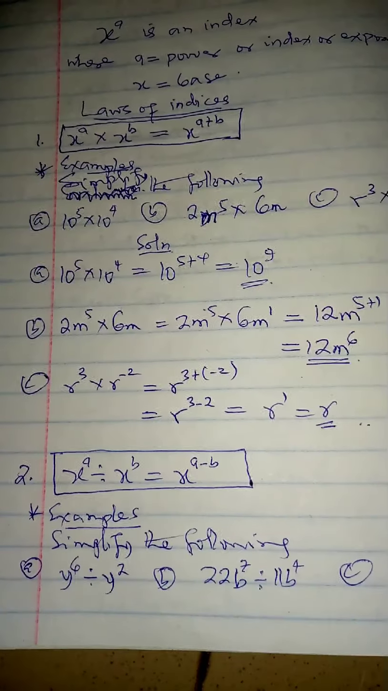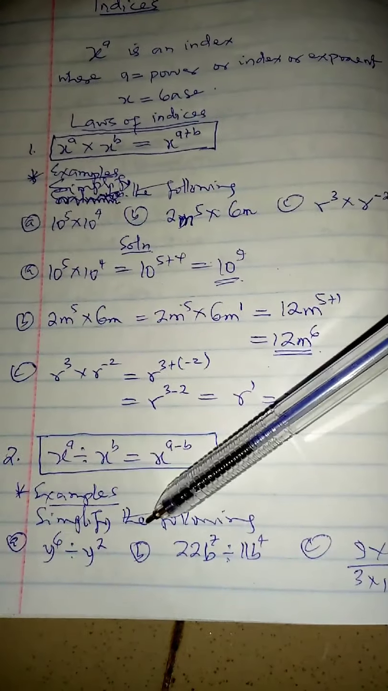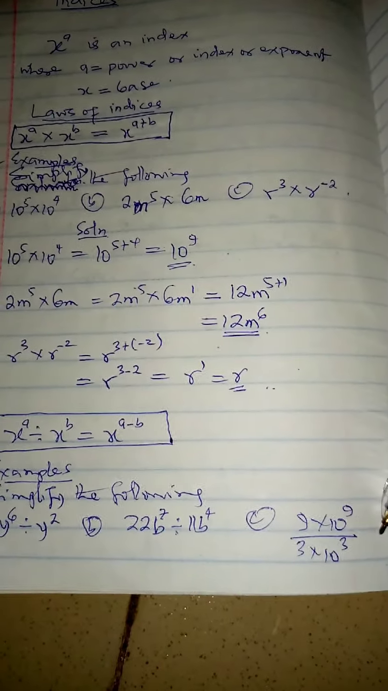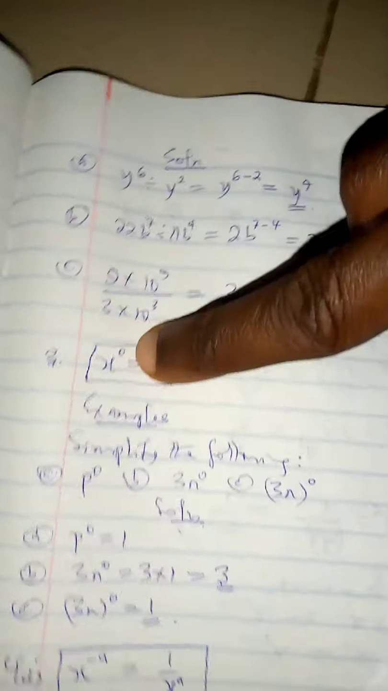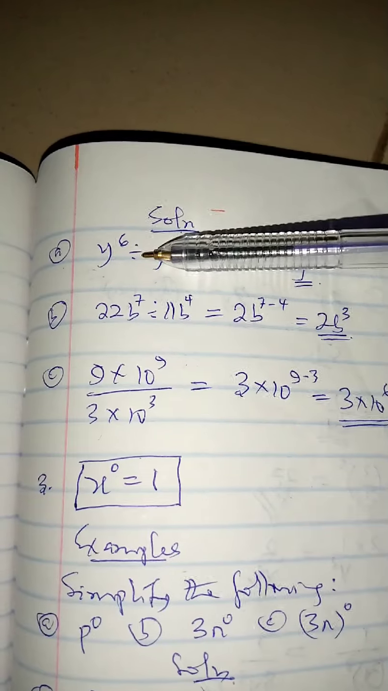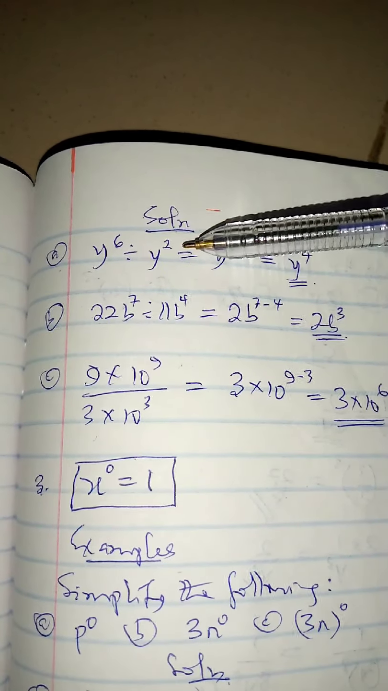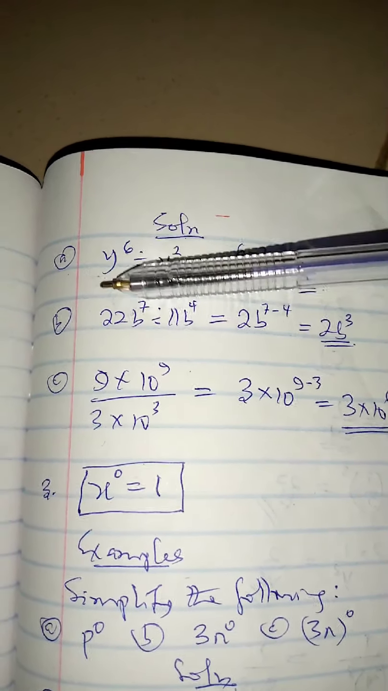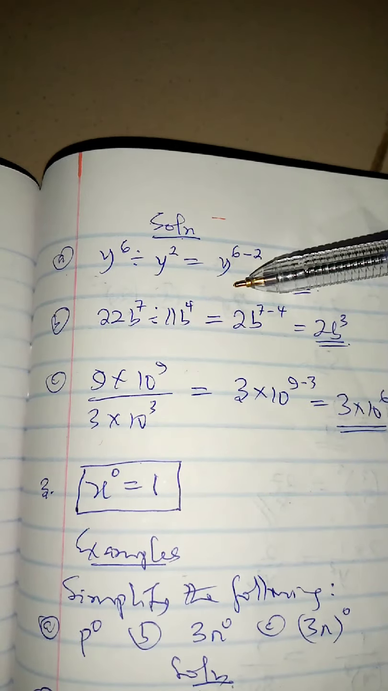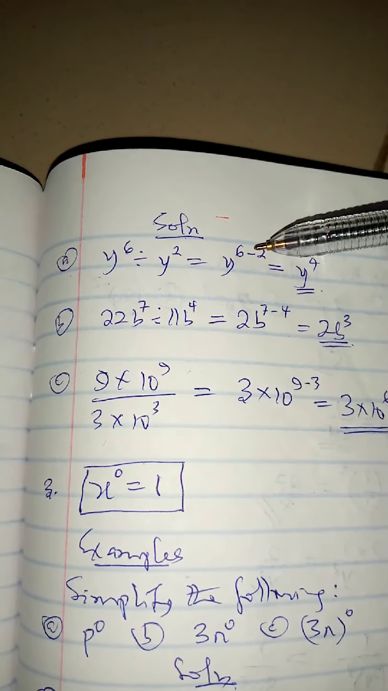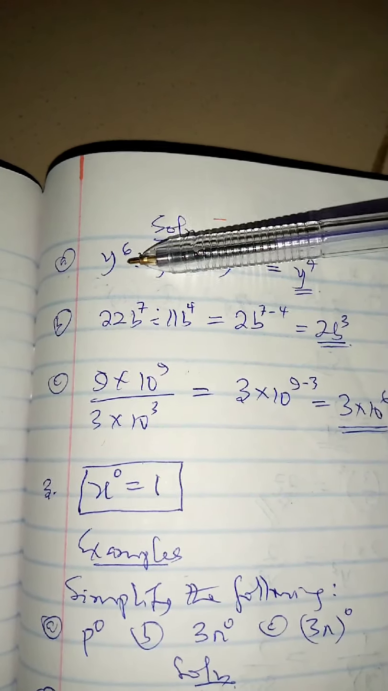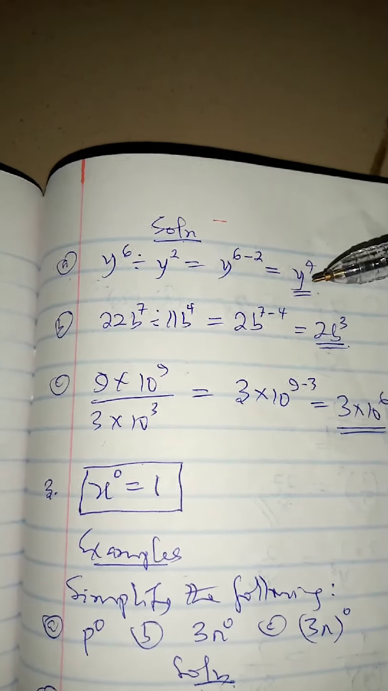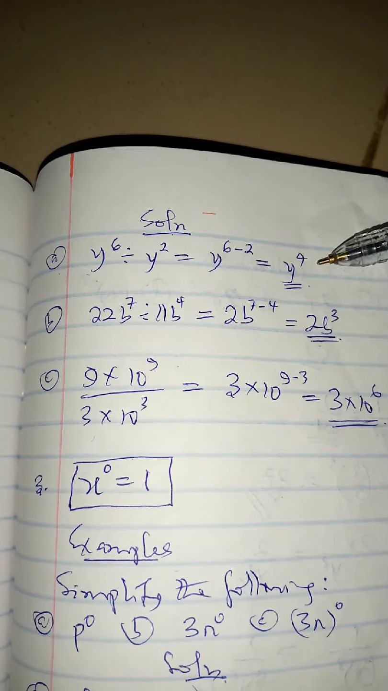Application. You have to simplify the following using the law. Now, y raised to power 6 divided by y raised to power 2. The bases are the same. You write one base, then you subtract your powers to have y raised to power 6 minus 2, the first power 6 minus the second one, and that gives y raised to power 4.